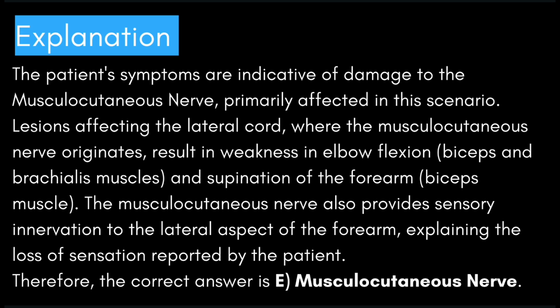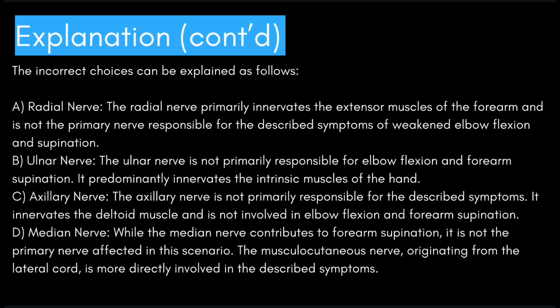Let's go ahead and see why the other answer choices are incorrect. Radial nerve. The radial nerve primarily innervates the extensor muscles of the forearm and is not the primary nerve responsible for the described symptoms of weakened elbow flexion and supination. Ulnar nerve. The ulnar nerve is not primarily responsible for elbow flexion and forearm supination. It predominantly innervates the intrinsic muscles of the hand.